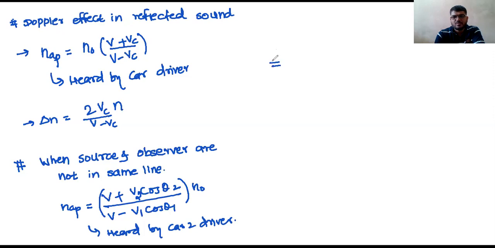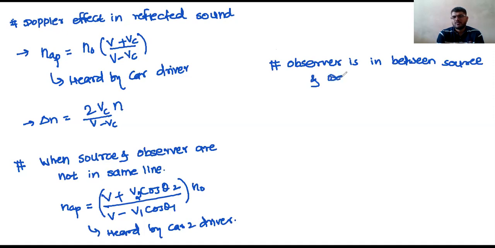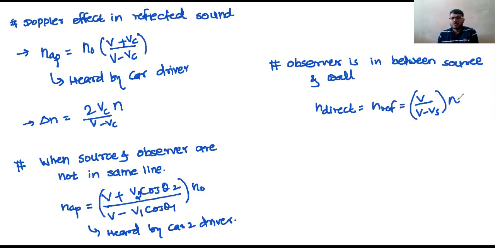Next case is, observer is in between source and wall. Then you are having N direct is equal to N reflected is equal to V by V minus Vs into N. Where Vs is what? Velocity of source.